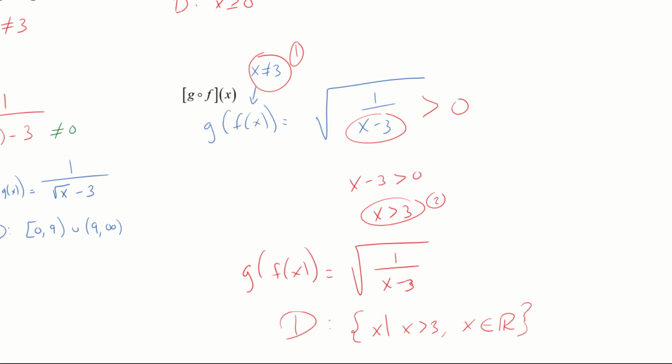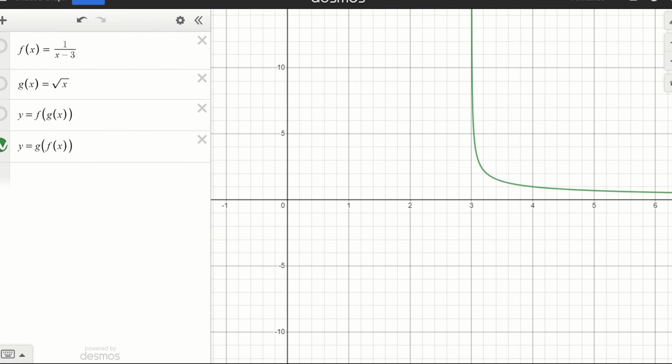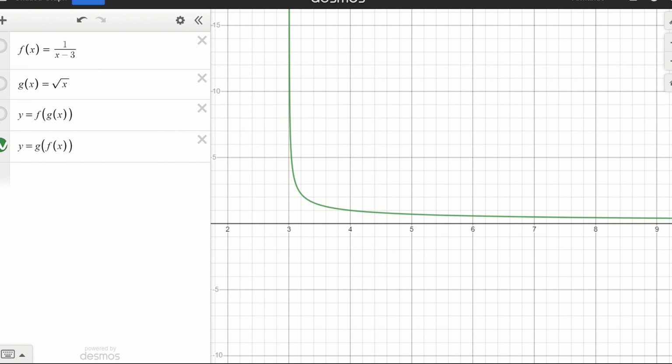And again, how do we check? Well, we can always graph it, right? Here's my graph, and if you notice, we have a vertical asymptote at 3, which means that it's not defined there, and my function is defined everywhere to the right of 3. And so that confirms that our domain restrictions were correct.